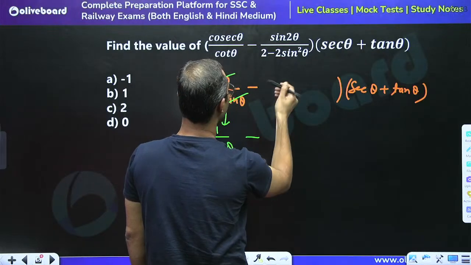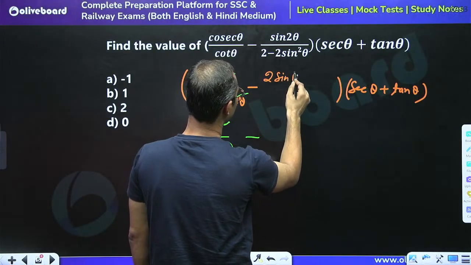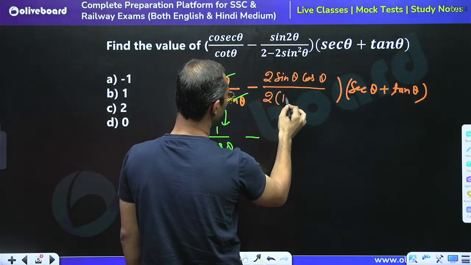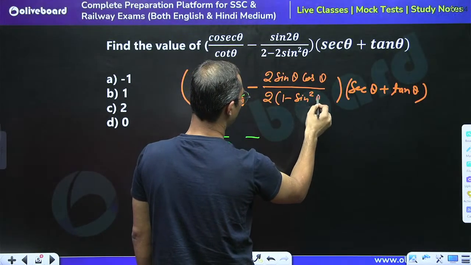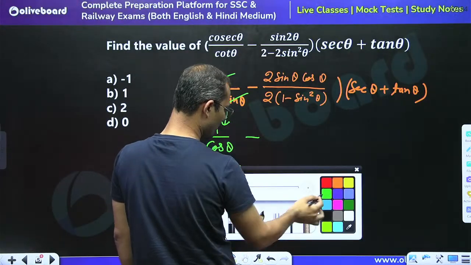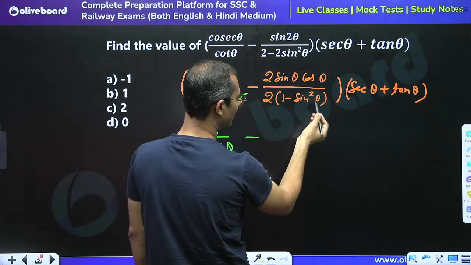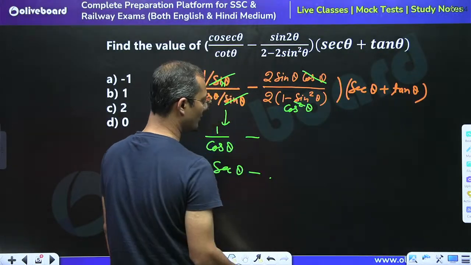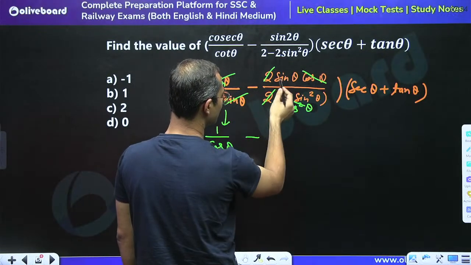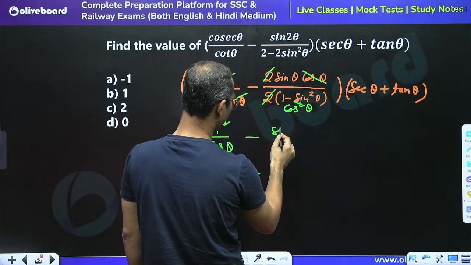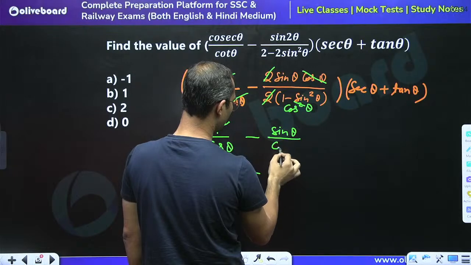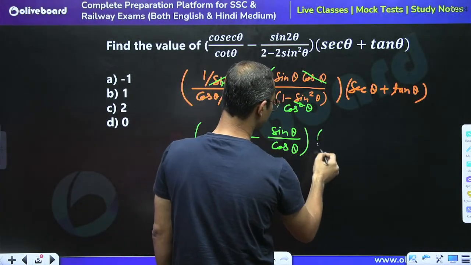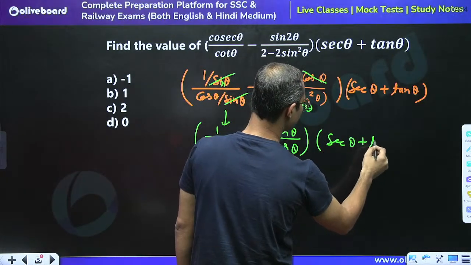Write it again: sin 2 theta is equal to 2 sin theta cos theta. Taking 2 common, 1 minus sin square theta is always equal to cos square theta. So one cos square theta is cancelled, 2 is cancelled, and we get sin theta upon cos theta, into sec theta plus tan theta.